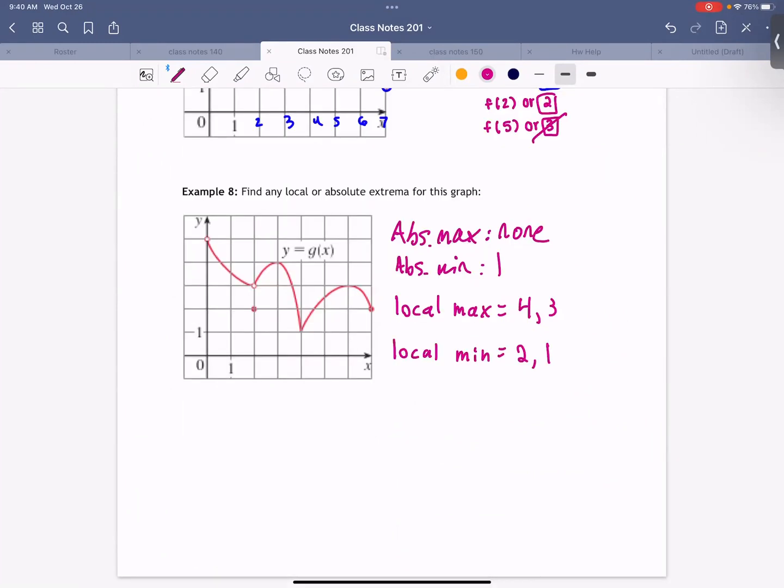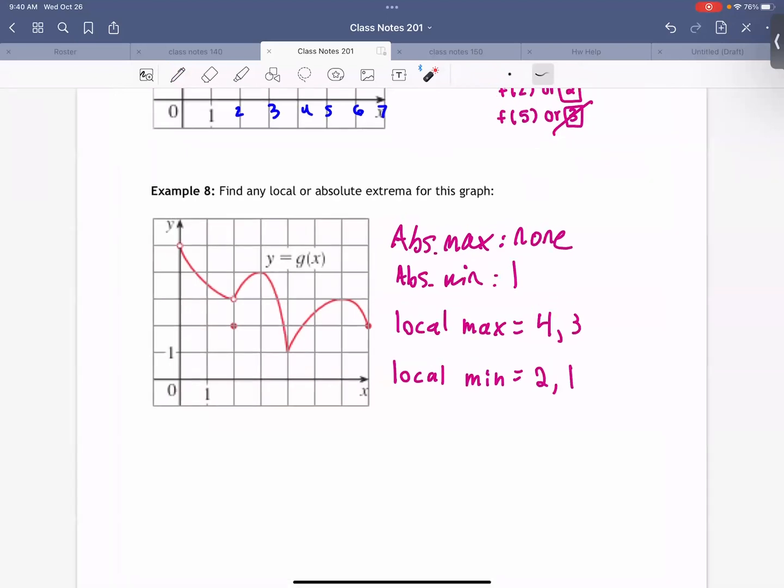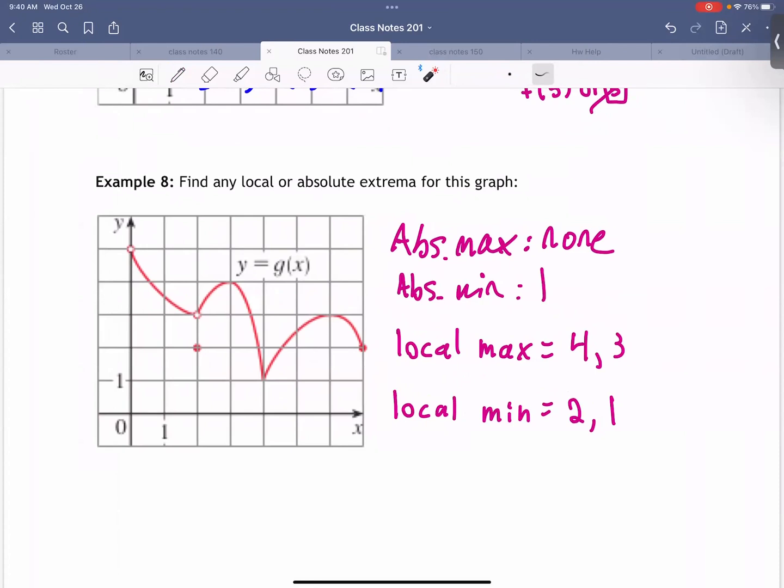Looks like we got some stuff on the board here. Let's go through that real quick. Okay, so we have this funky graph. We want to find the local and absolute extrema for this one. Now, Blake wrote up the absolute maxes and mins. Do you want to explain your thought process here?